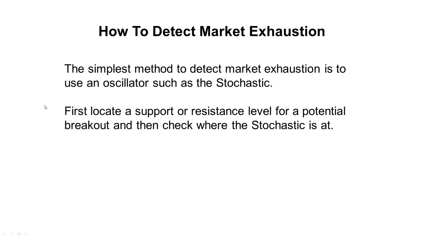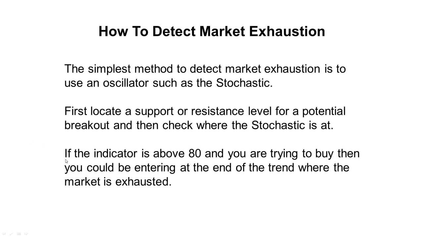If you're looking to take a buy trade and you find a resistance level, that's your first step. Then what you do is check where the stochastics are at. A lot of traders do this backwards. They use the stochastic indicator to give them a signal to fade a move or to trade a setup. What we're going to do is do it the other way around. We're going to find a level and then check the stochastic as kind of a filter.